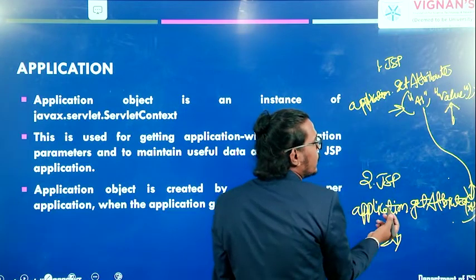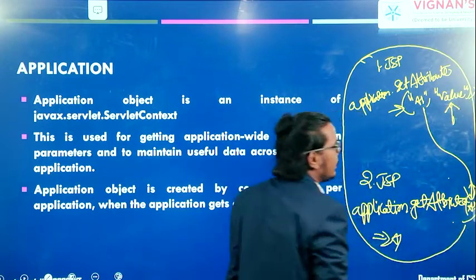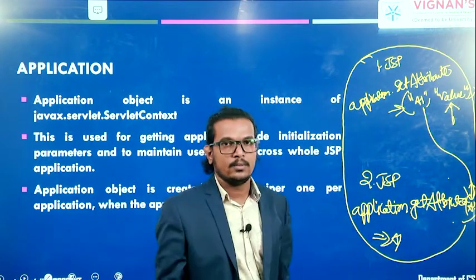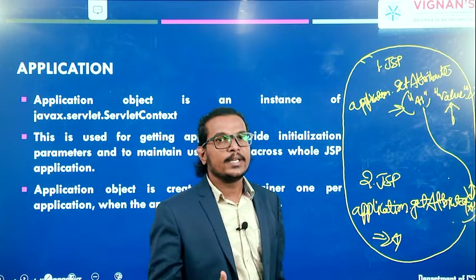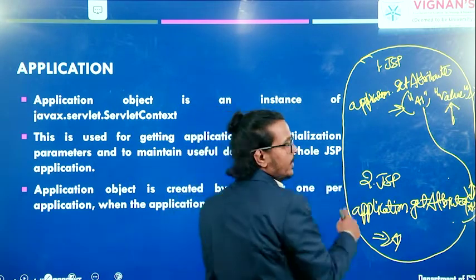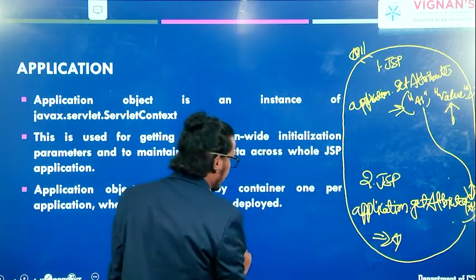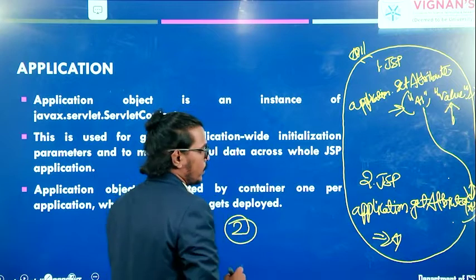JSP 1.jsp and 2.jsp, and these two pages are available in one single application or in one single project. We are developing a project in NetBeans, right? In that particular single project, these two pages will be available. This is for application 1 or project 1. And again you are creating project 2, one more project.